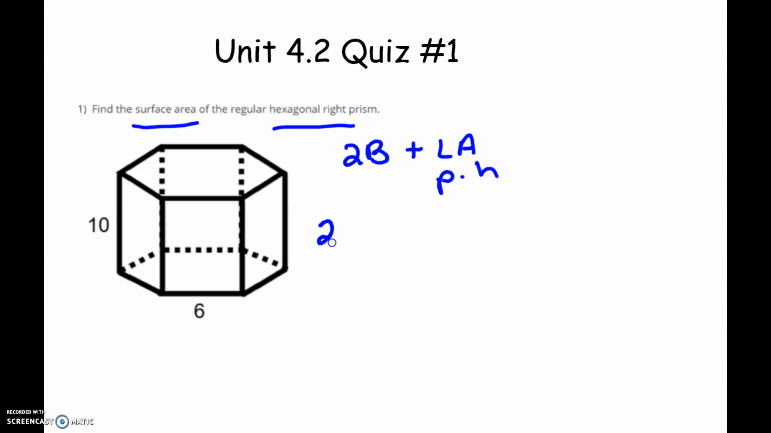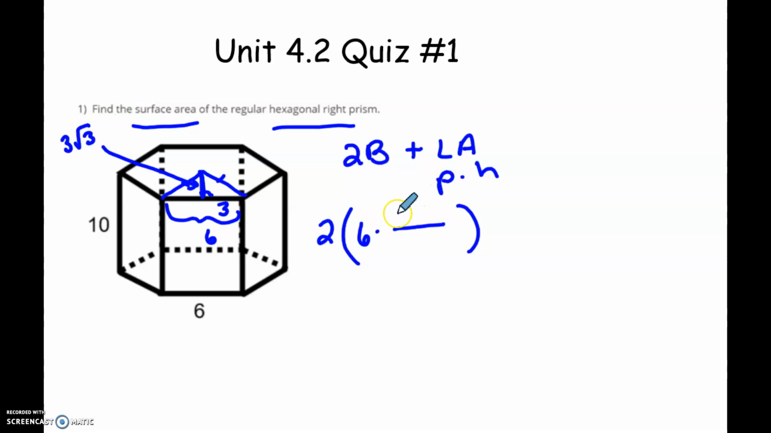So in this one we have a base that is a hexagon. We have to remember from last unit when we found the area of a hexagon, we broke it up into 6 of these triangles. Each of these triangles, if you recall, is equilateral, 60, 60, 60, but its base is 6. To find its height, we dropped an altitude here, which cut our 60, 60, 60 into 30, 60, 90. So this short leg is 3, and the height then becomes 3 root 3.